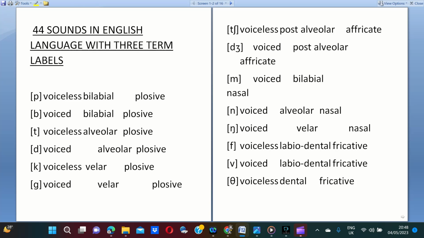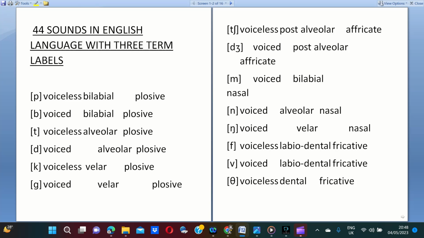Nasal cavity is involved here, so we call it a nasal sound. Here two lips are involved, so we call it a bilabial sound. Here nasal cavity is involved, so we call this sound a nasal sound. Here voiced sound, only the ng sound. We pronounce it as ng. This is a velar sound.